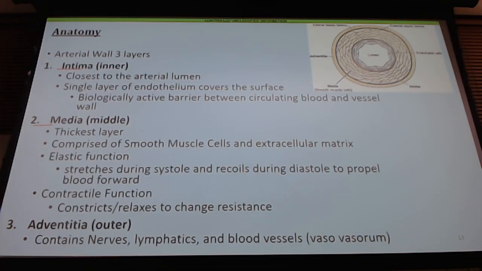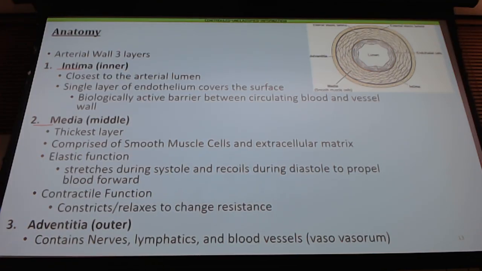the artery so that it can expand to accommodate all that extra blood, and then it contracts to force that blood downstream so you don't have stagnant blood in a vessel. So the media layer is important for that movement.